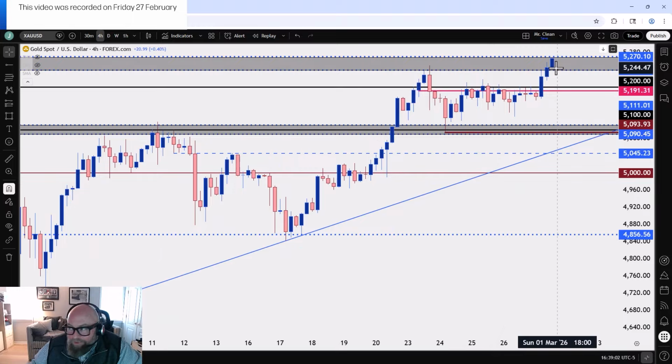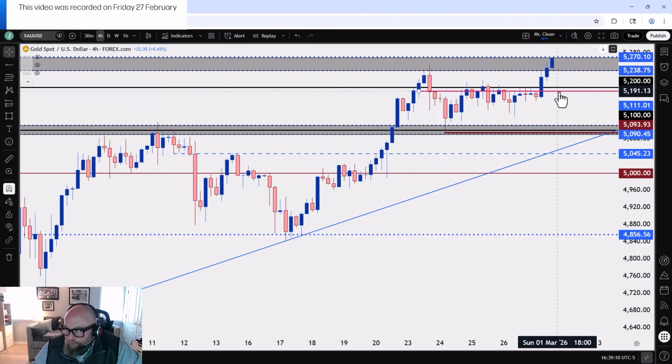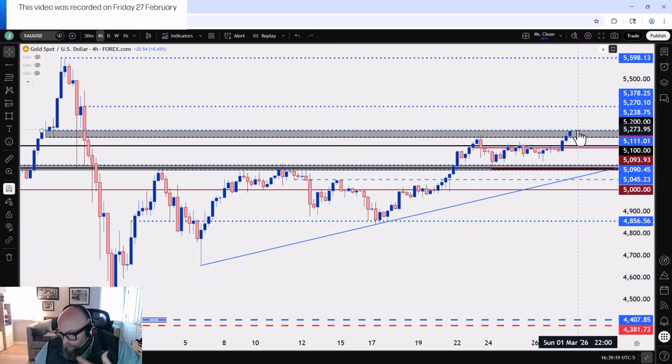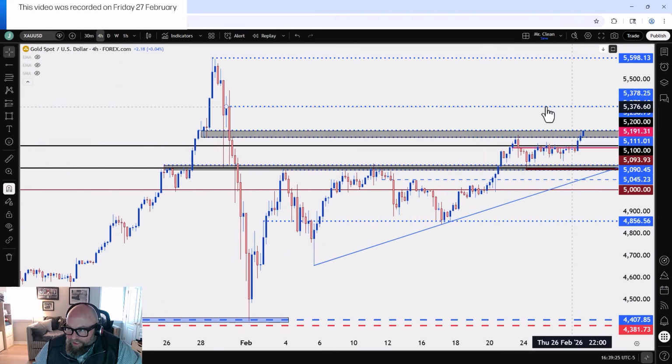But that said, I don't like chasing fresh breaks, especially around a weekly close and a weekly open. So it's this area that I want to see play as support. It's right around 5,200 to 5,191. If we could get a pullback, look for support in there. I could call that a higher low, and then I could look for a move back up, a recursion to this resistance zone, and then maybe even that next level up at like 53.78.